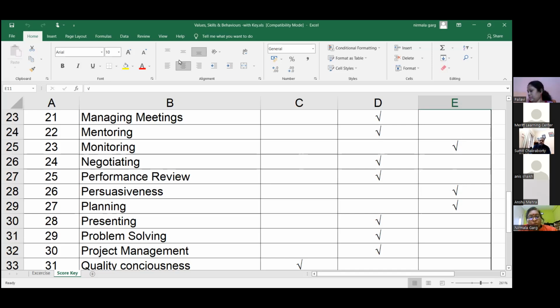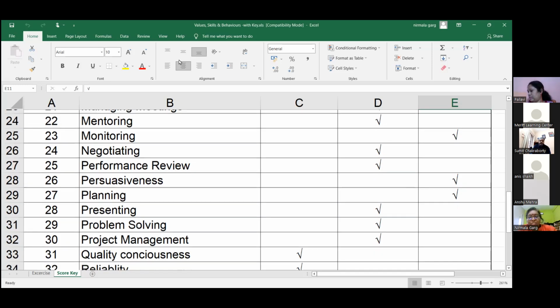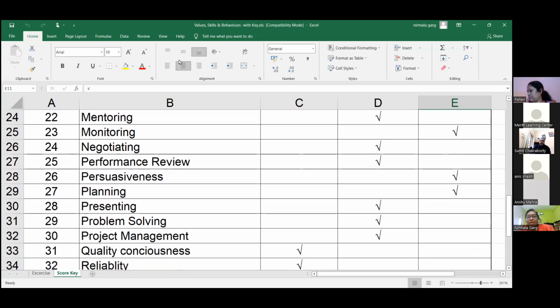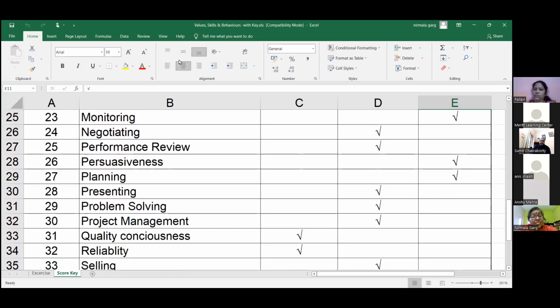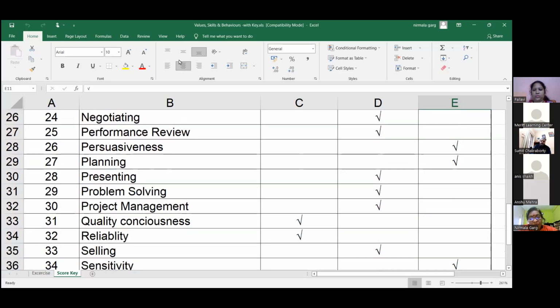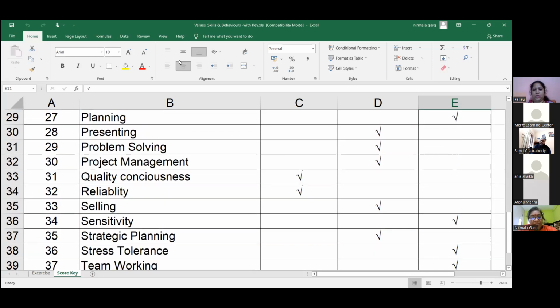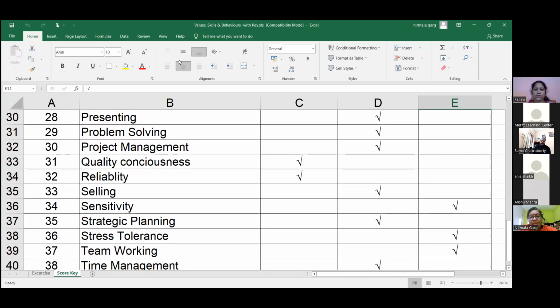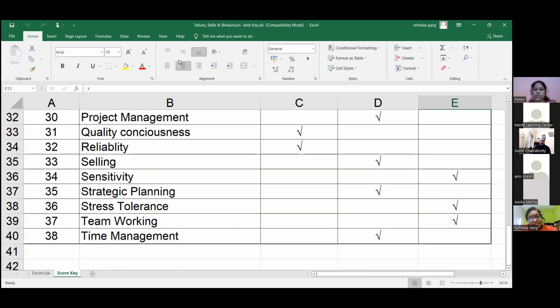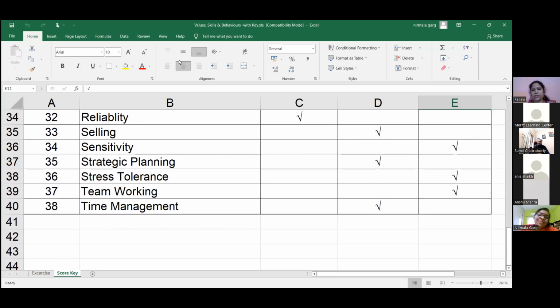Presenting skills is a skill. Problem solving skills, again, a skill. Project management skills, skill. It's not a behavior. Quality consciousness is a value. Reliability is a value. Selling is a skill. Sensitivity is a behavior. Strategic planning is a skill. Stress tolerance is a behavior. Team working can be a skill as well as a behavior. Time management is a skill.